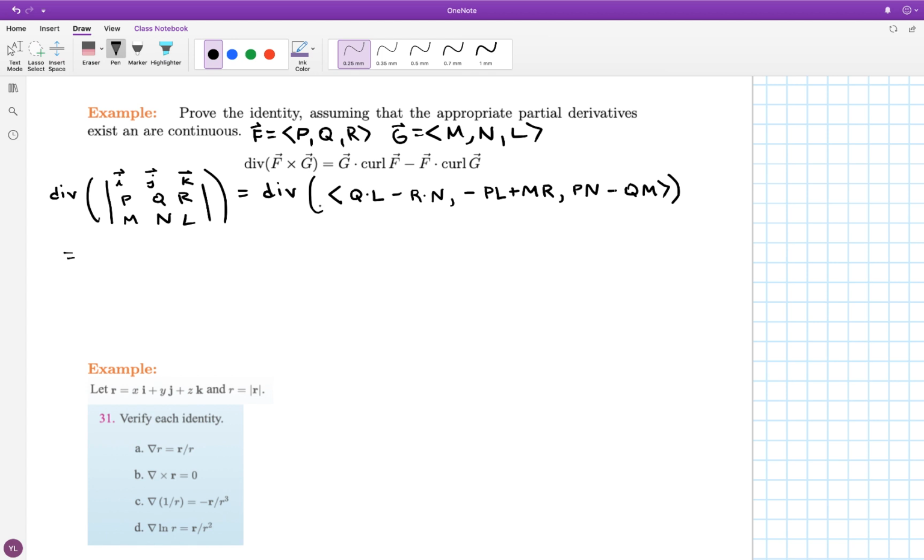To compute the divergence of this expression, I take the partial of this with respect to x, with respect to y, and so on. Now look, Q and L, for example, are three variable functions, right? They are multivariate functions that serve as the component functions of these vector fields. So when I take a derivative, I need a product rule here.